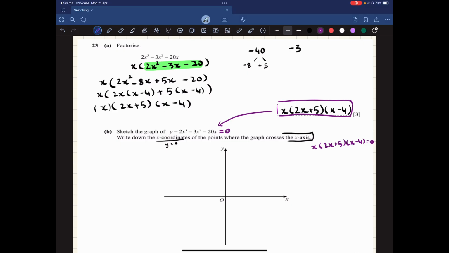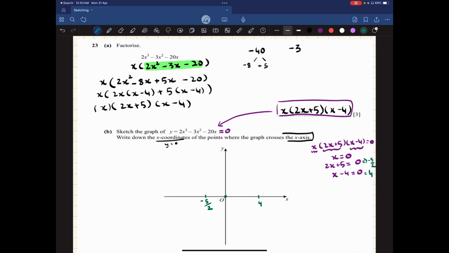As we've learned previously, we're going to set each bracket equal to 0 separately. So x equals 0, 2x plus 5 equals 0, x minus 4 equals 0. So here we have x equals negative 5 over 2 and x equals 4. So the graph crosses the x-axis at x equals 0, x equals 4, and x equals negative 5 over 2.